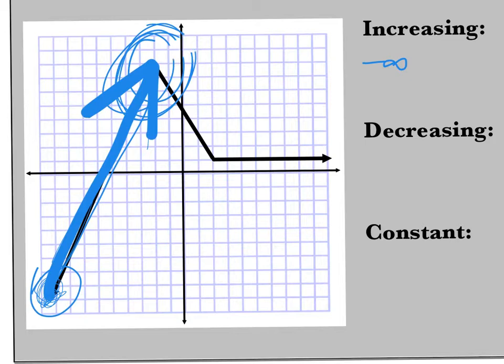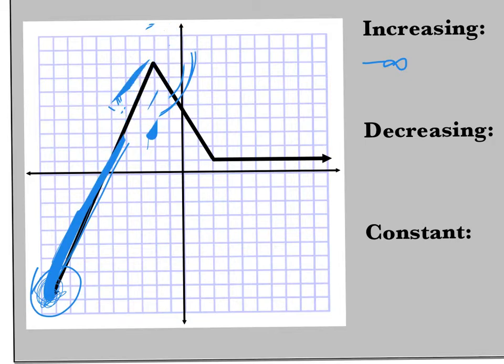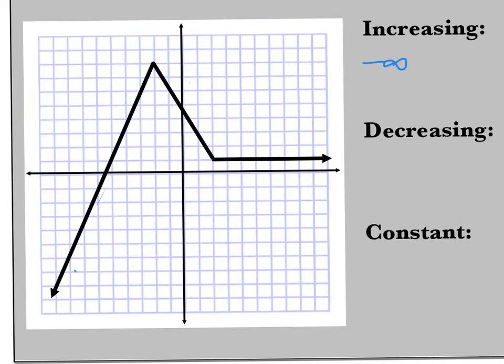Here, let me erase this so you can see it a little bit better now. So we start increasing down here at negative infinity, and we increase all the way until we get to that mountaintop. So what is the x value of that mountaintop? We start at negative infinity, and we increase all the way until x is at -2. So from negative infinity all the way to -2, this graph is increasing.